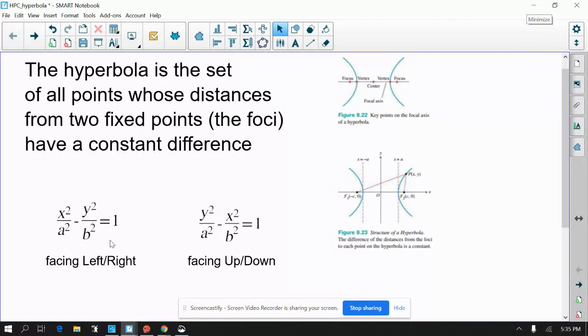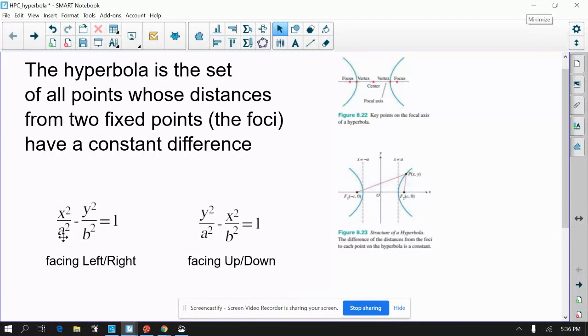And again, with the ellipse, remember A was the major, that would tell you the major axis. So 2A would be the length of the major axis, and that would let you know if the ellipse was oriented horizontally or vertically. Well, here, the A is not necessarily the bigger one. Here, order matters because subtraction is not commutative. So the order matters. Whatever comes first, that is the A value.